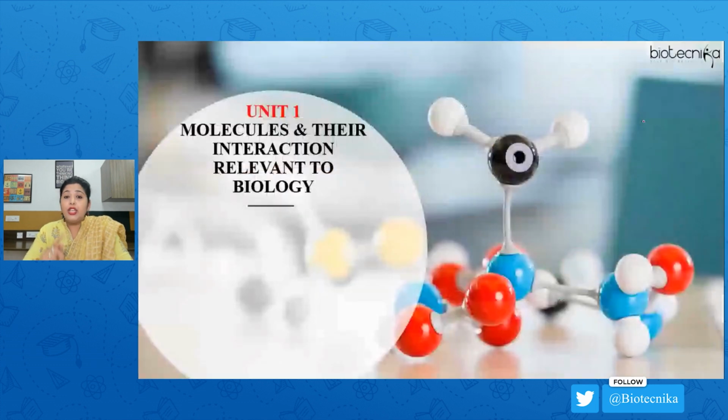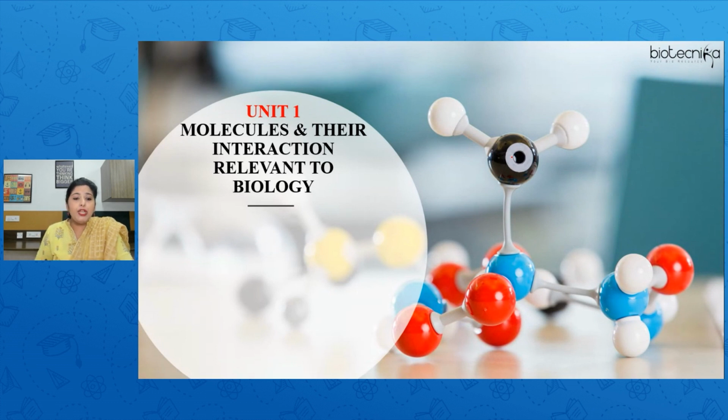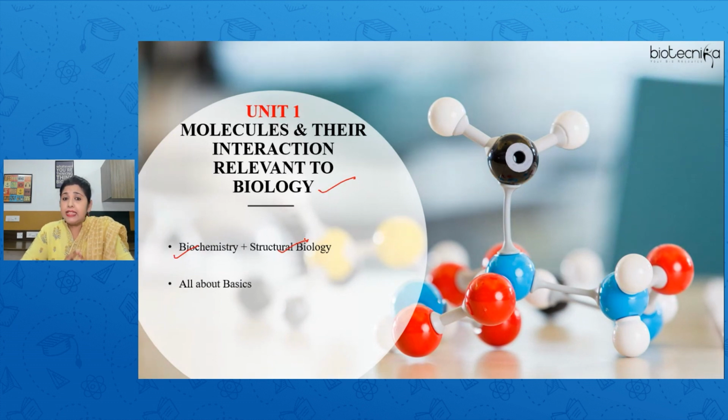So, starting with unit 1. This is the very first unit of your syllabus, that is Molecules and Their Interaction Relevant to Biology. This particular unit comprises two subunits, biochemistry and structural biology. Basically, in this unit you study the structure of biomolecules like proteins, nucleic acids, carbohydrates, lipids. You study enzyme kinetics, pathways, and even stabilizing interactions. So this unit is all about basics, and this is the reason it is the very first unit given in your syllabus.